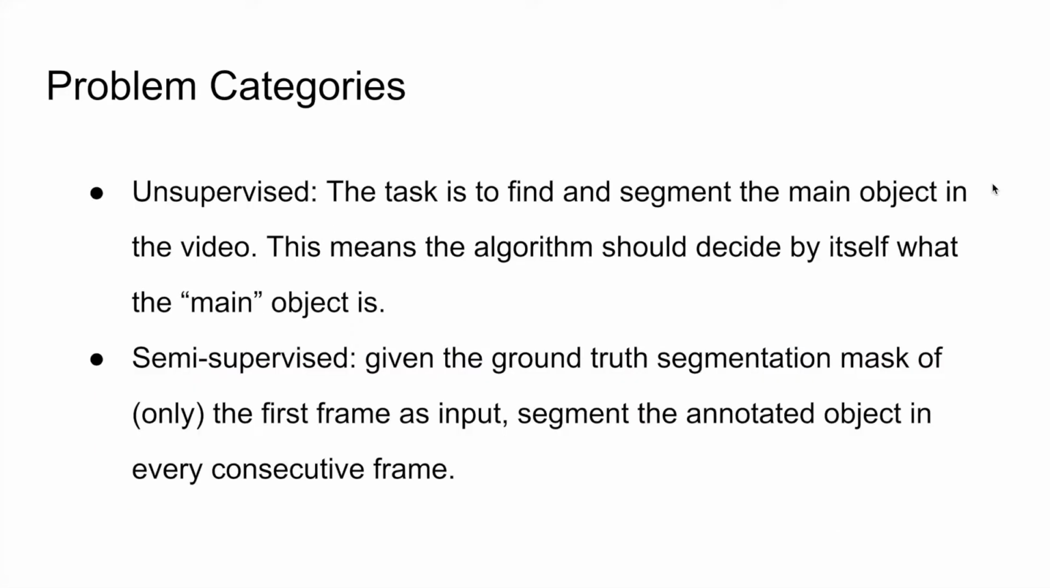There are two types of problems, unsupervised and semi-supervised. For unsupervised, the task is to find and segment the main object in the video. This means the algorithm should decide by itself what the main object is. For semi-supervised, the network is also given the ground truth segmentation mask of the first frame as input, and the goal is to segment the annotated object or objects in every consecutive frame. Today, the two papers that we are going to present all belong to the semi-supervised problem, and there are mainly two approaches towards this type of problem.